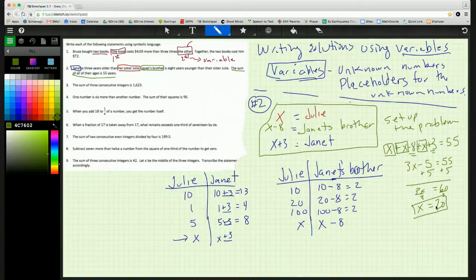But we're not done with the problem because we've just found out what x is. So x is Julie's age, so that's 20. And because we know Julie's 20, we know that Janet is 3 years older, or x plus 3 as the problem says. So Janet is 23. And Janet's brother is 8 years younger than Julie. So we know x is 20. 20 minus 8 is 12. So Julie's 20, Janet's 23, and Janet's brother is 12.